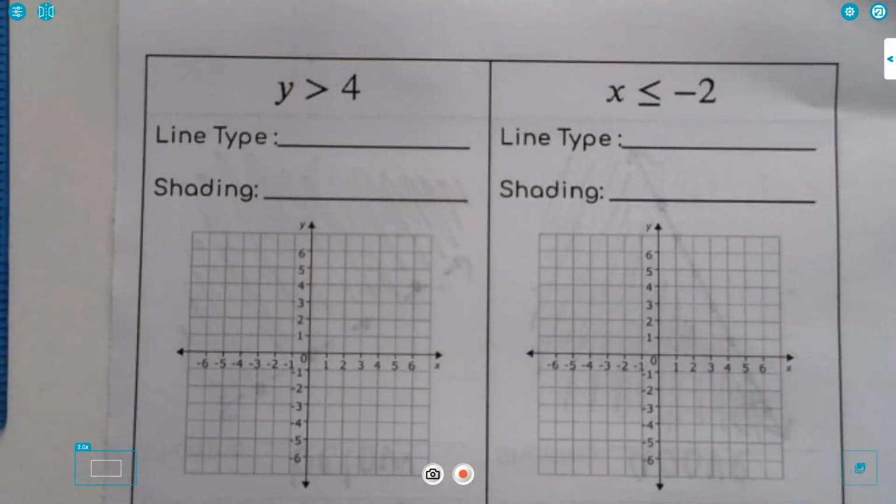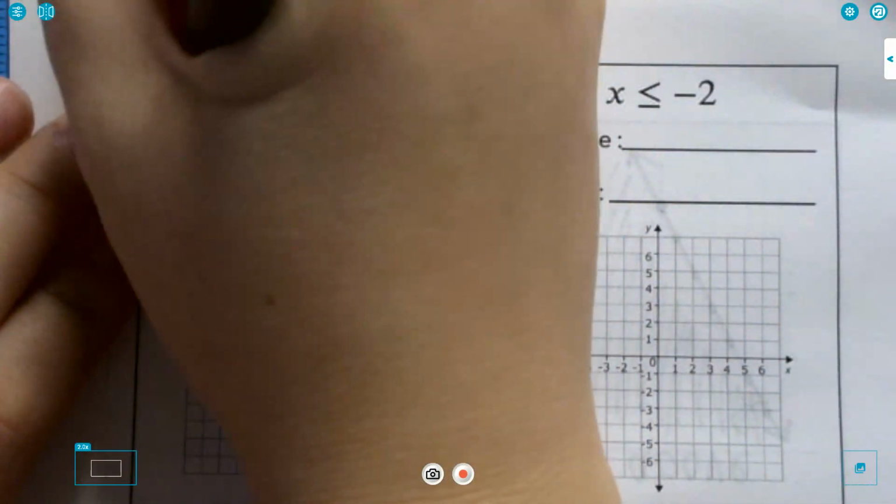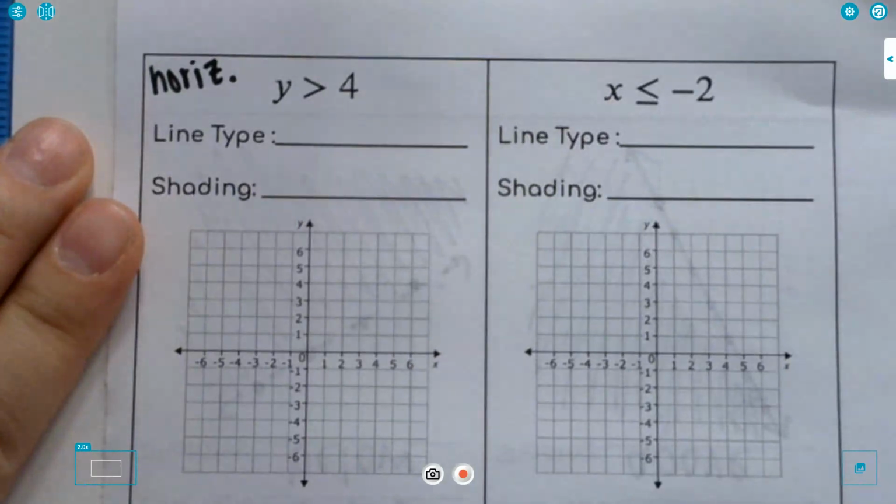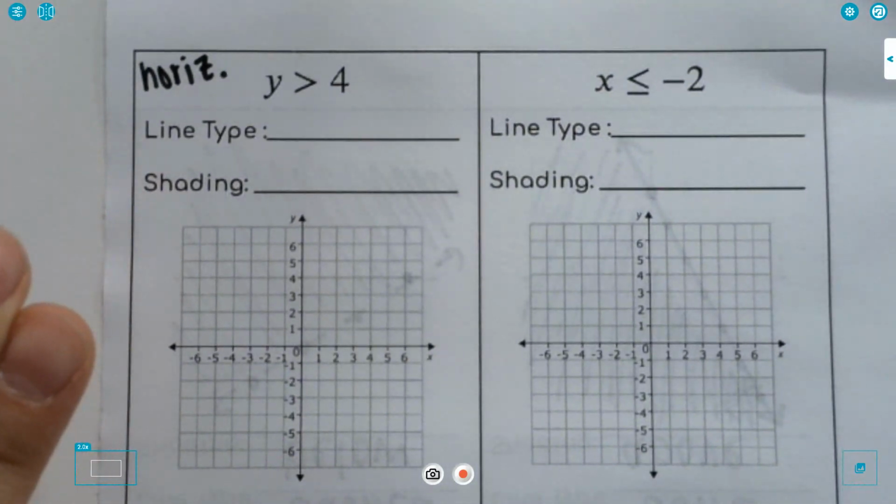So, I know in our acronym we said y equals, but y is greater than or less than would be the same thing. So this first one, since it's y, that is going to be a horizontal line. You can put a little note to yourself that that's horizontal. So for a horizontal line, since it's a greater than symbol, we do a dashed line.